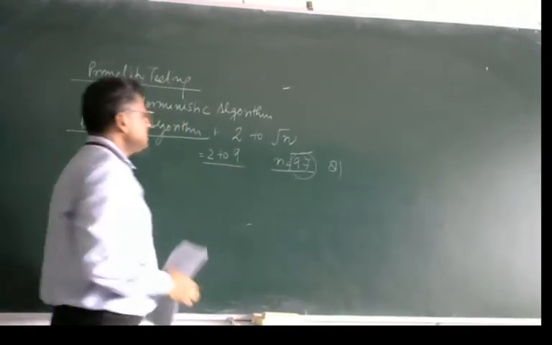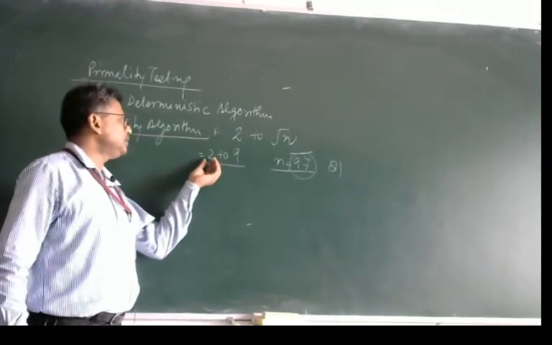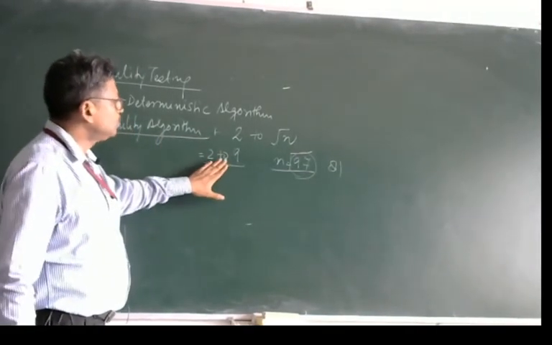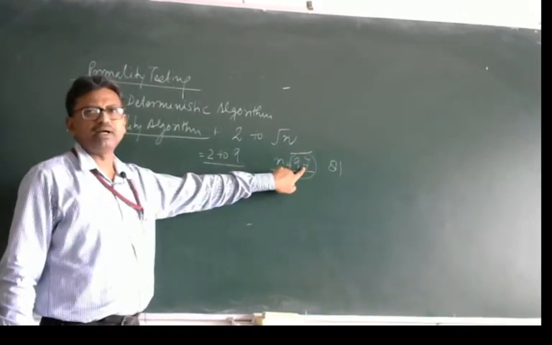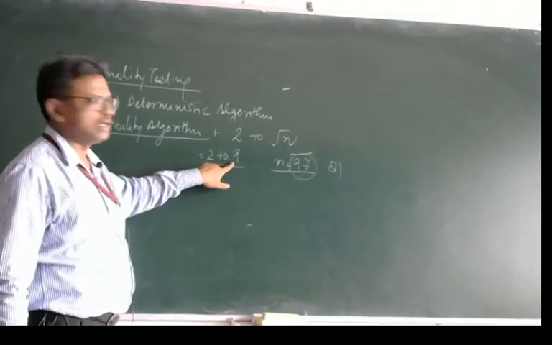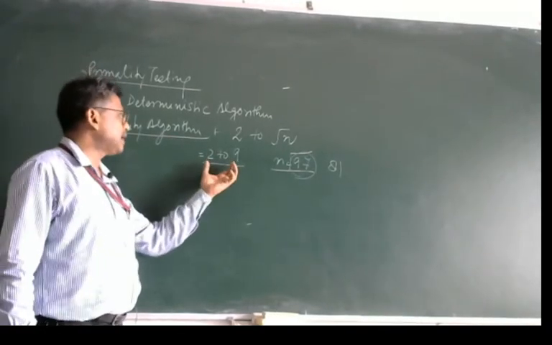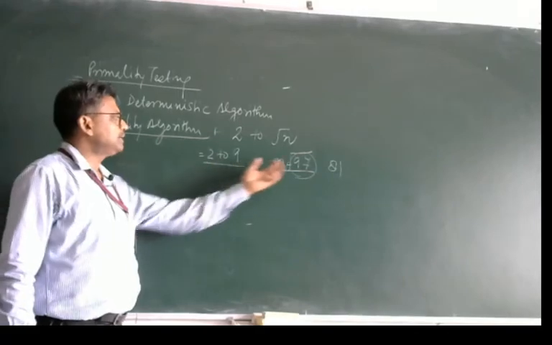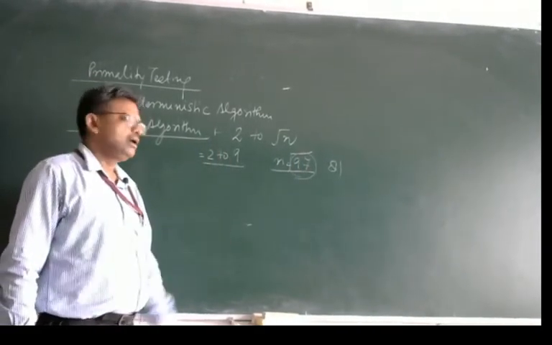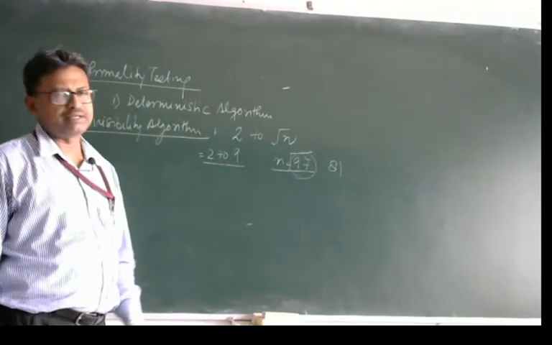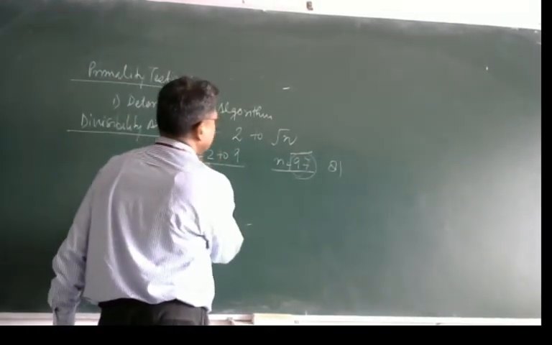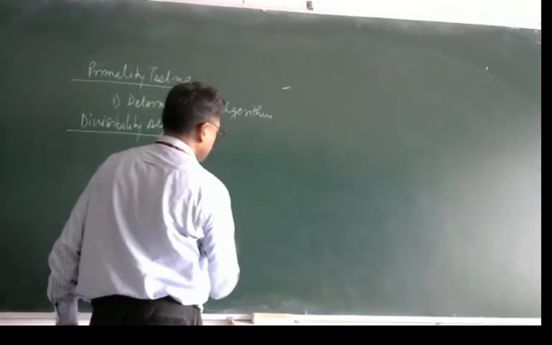Whatever prime values are lying between 2 and 9, those numbers will be used to test 97 by division. So 2, 3, 5, 7. These are the 4 numbers which are prime numbers between 2 and 9. So 97 will be divided by 2 first, then 3, then 5, then 7, and if none is able to divide 97, we declare that 97 is a prime number, otherwise not. So we have an algorithm for that, and let us see what that algorithm is.